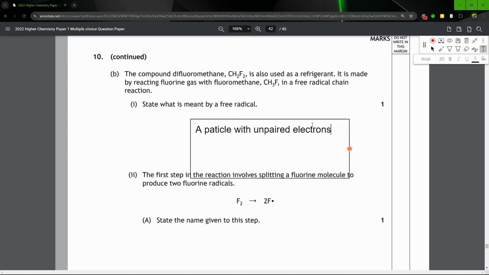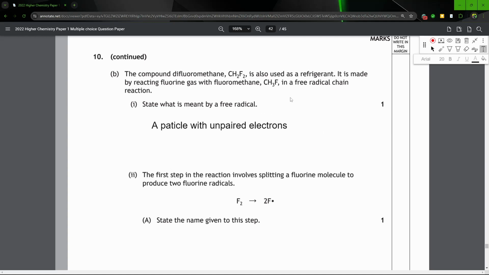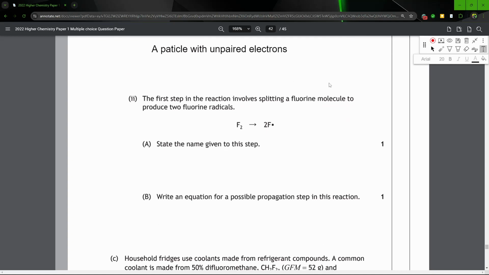You could also say species if you want to be weird. The first step in the reaction involves splitting a fluorine molecule to produce 2 fluorine radicals. State the name given to the step. This would be initiation. This is when the whole thing starts.